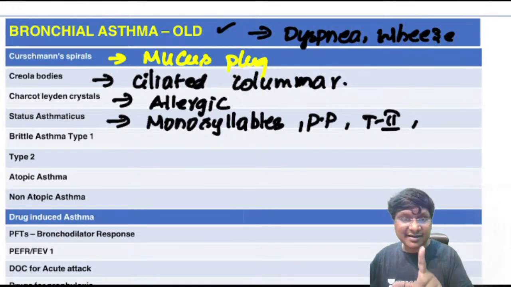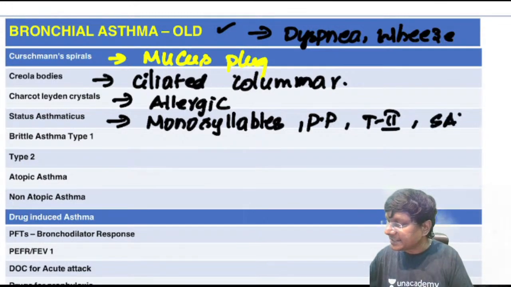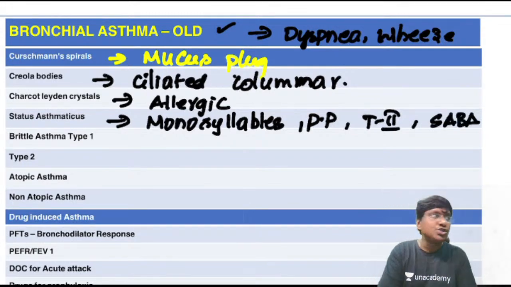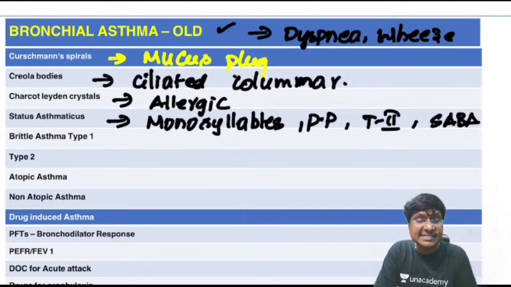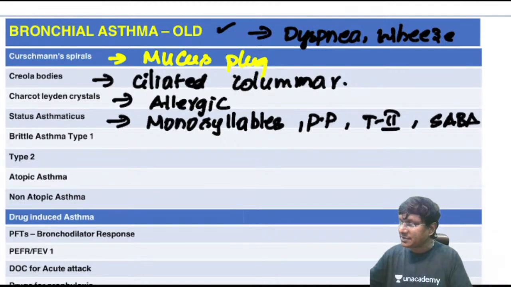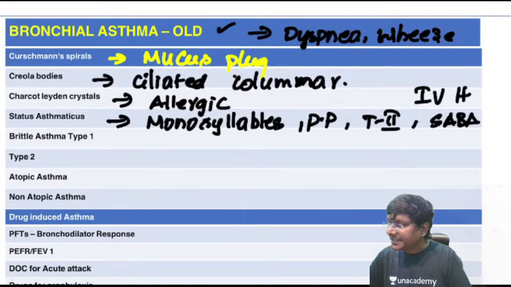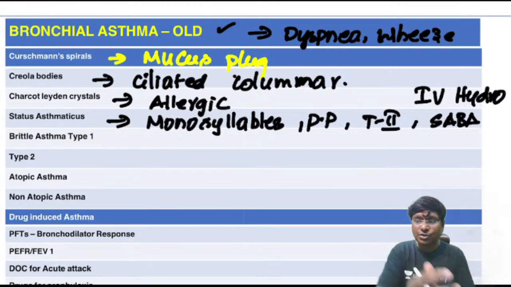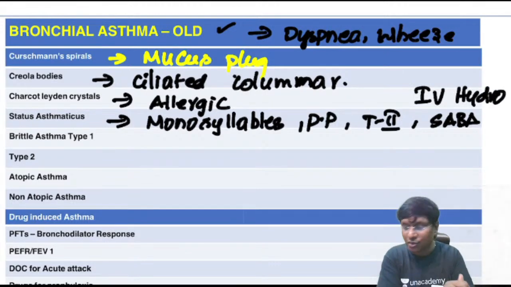And what is the drug of choice in these patients? The drug of choice will be a short-acting beta-2 agonist, that is, salbutamol nebulization has to be done. And the other drug, intravenous hydrocortisone, should be given. So that is about your status asthmaticus.